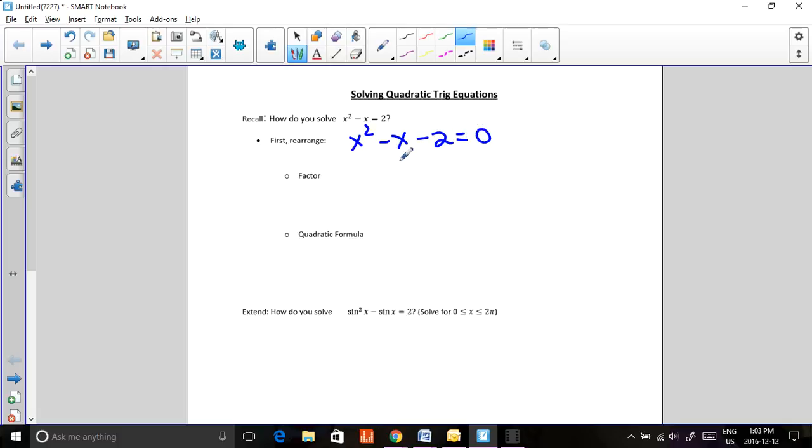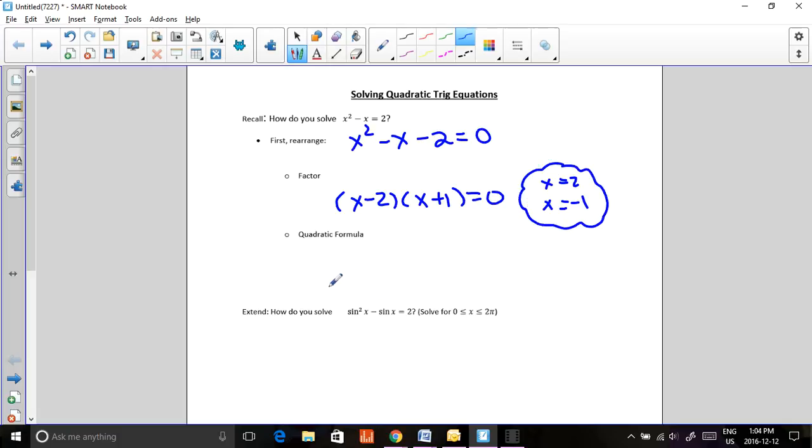Once you have a quadratic equation in that form, you have two choices. Either you can factor if possible, or you can use the quadratic formula. If you're going to factor, you think of two numbers that multiply to -2 and add to -1. In this case, that would be x minus 2 and x plus 1 equals 0. So the solutions are x equals 2 and x equals -1.